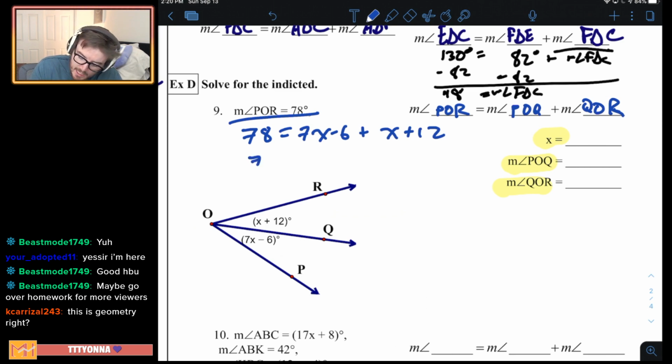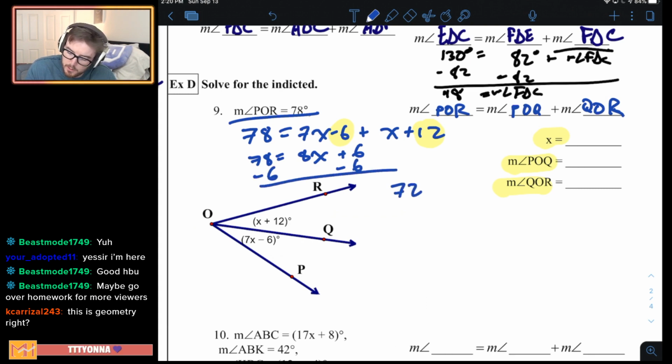So let's go ahead and add up our x's. 7x and x, that's 8x. Minus 6 plus 12 is positive 6. 12 minus 6 is 6. Combine these like terms. Okay. I need to solve for x, so I'm going to subtract the 6, and I'm going to end up with 72 equals 8x. Divide by 8, and I'm going to end up with 9 equals x.